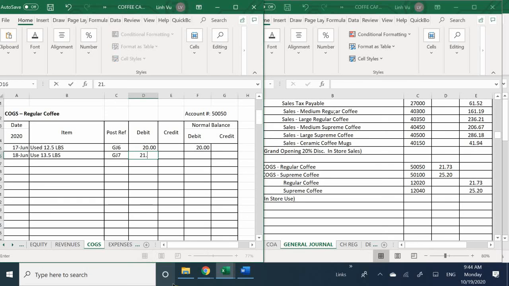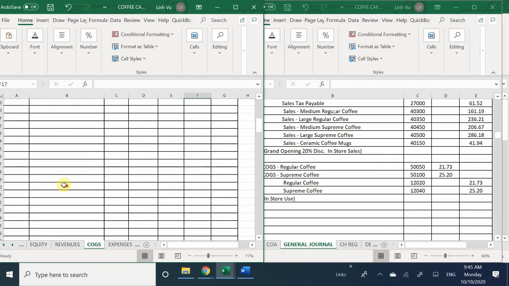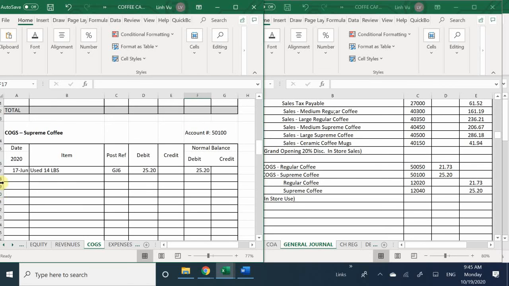21.73. Bringing my balance to be 41.73. So 41.73 is what I've used in total between the span of 2 days, right? For my Supreme, how many pounds did I use? 14.